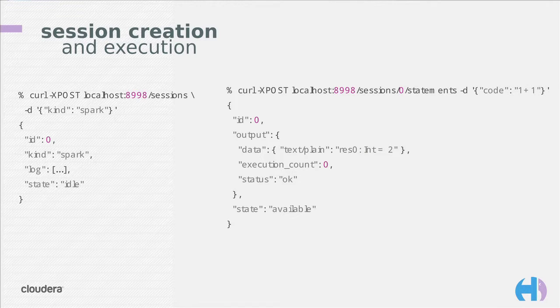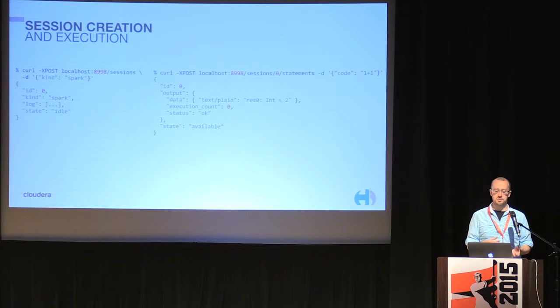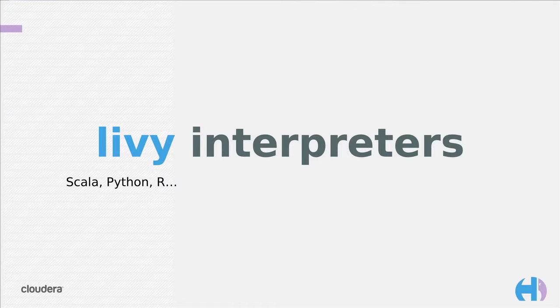So here is the actual REST interface. Hopefully you think it's pretty simple. On the left is creating a session, where we just send a JSON object that just specifies the kind, one of a couple options. There's Spark, there's PySpark, or SparkR. And then on the right is actually executing the command, where we are just doing simple addition here, but we can do much more complicated things I'll get to in a second.